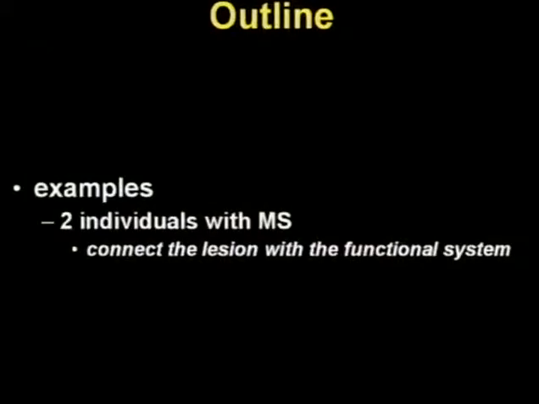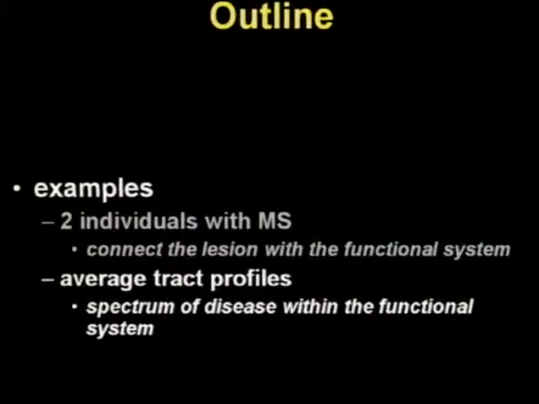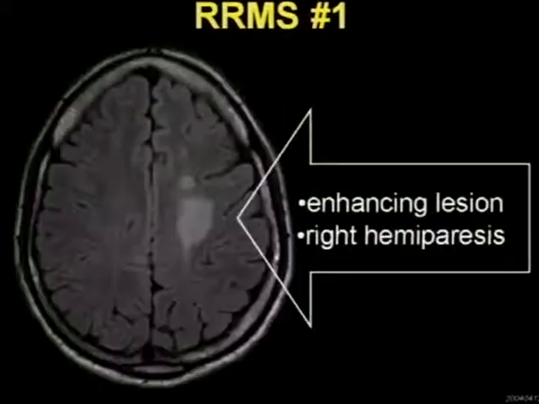We're going to use these tract profiles as a way of showing us a specific functional system in the brain. And now I'll show you some examples. I'll show you two individuals with multiple sclerosis, how we might connect up their lesions with the functional system, the motor system that we're looking at. I'll show you then average tract profiles, averaging across many patients with multiple sclerosis, which will give us a sense of the spectrum of disease within the motor system.